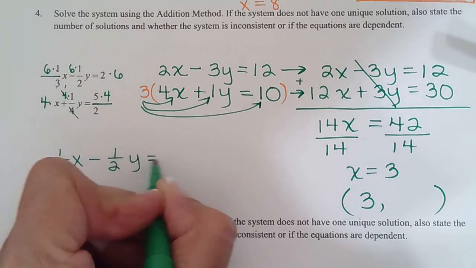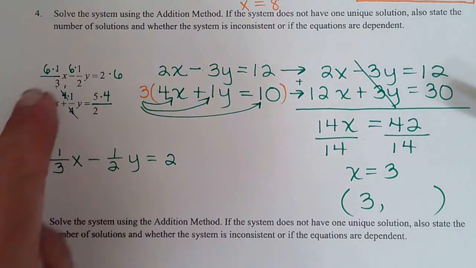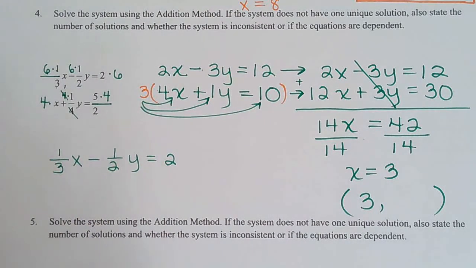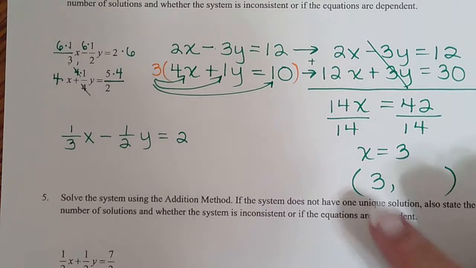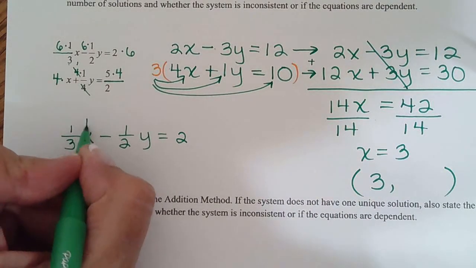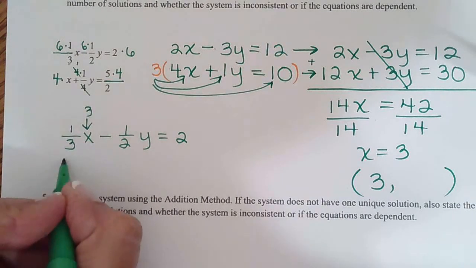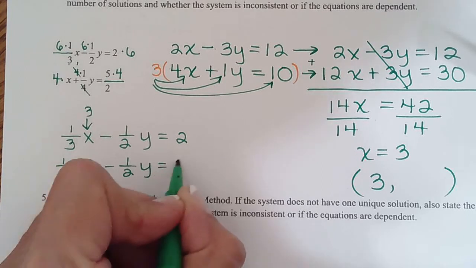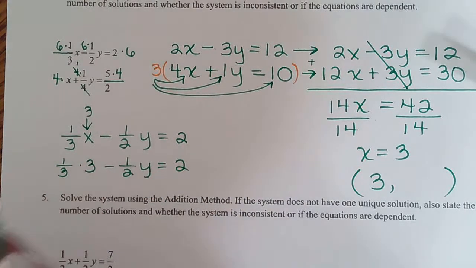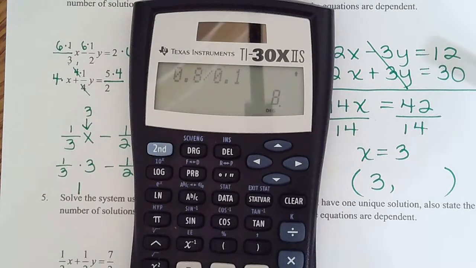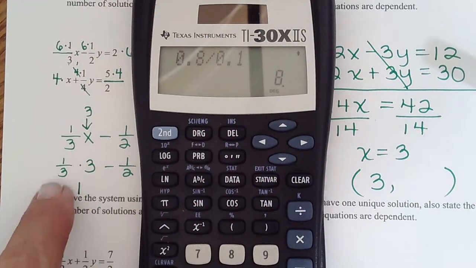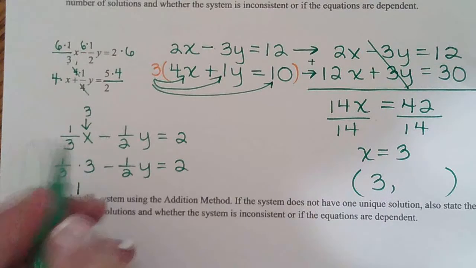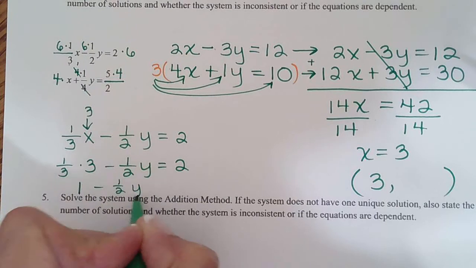We have our calculator, so we're not that worried about fractions, right? So I took the original problem, 1/3 x minus 1/2 y equals 2, because remember, you do have to check into the original problem. So I'm going to put 3 in for x. So 1/3 times 3 minus 1/2 y equals 2. And when you multiply reciprocals, you get 1. If you didn't know that, you could certainly figure it out. 1/3 times 3, so 1 fraction bar 3 times 3 is 1. So I have 1 minus 1/2 y equals 2.